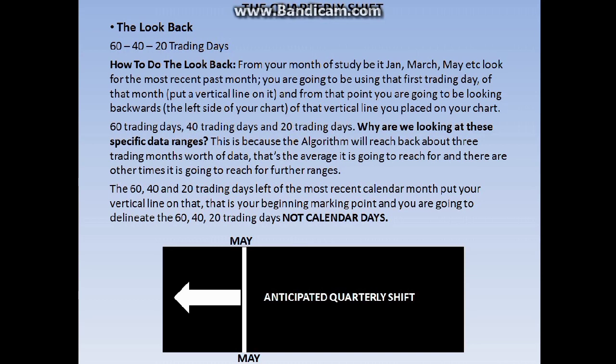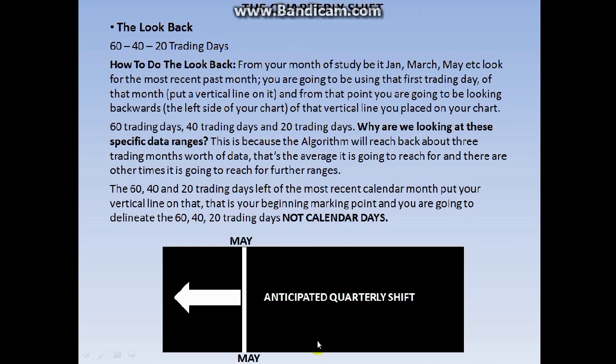To do the look back, simply go to the most recent trading month. What is the most recent trading month that has just closed? In other words, what is the trading month before the month of June? The trading month that just closed before June is May. So we have May, June. If we are in July, we would make use of June. If we are in September, we make use of July. So that is your most recent trading month.